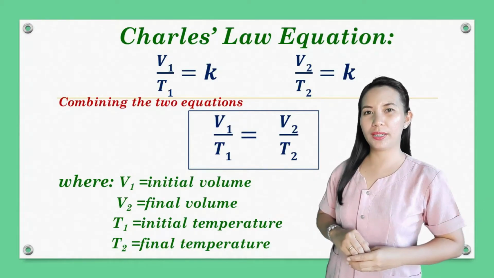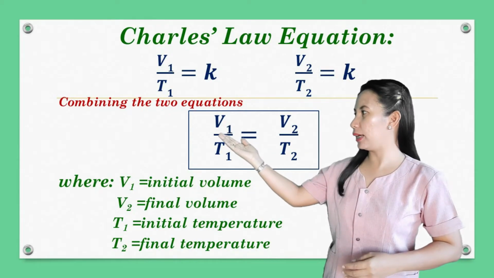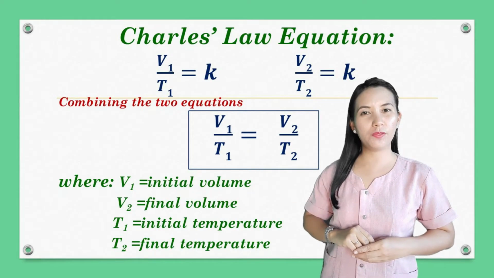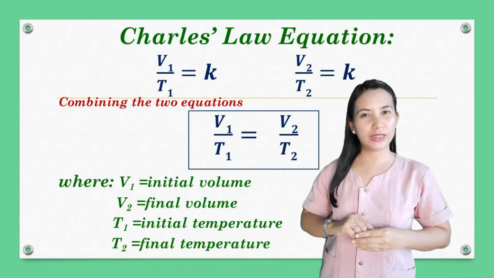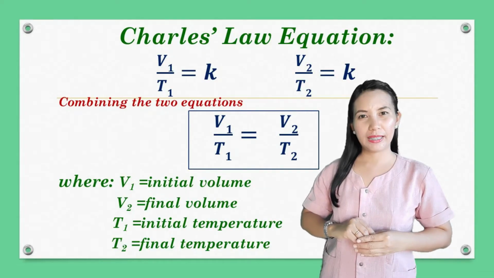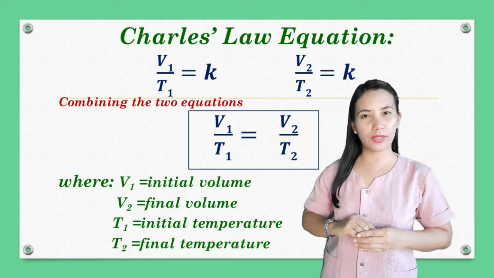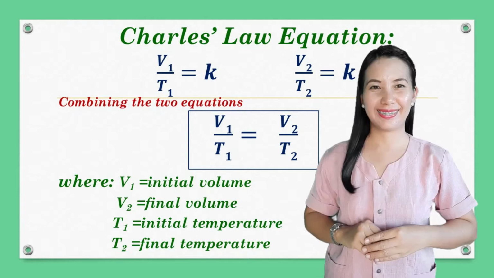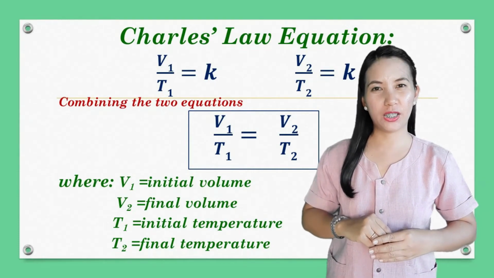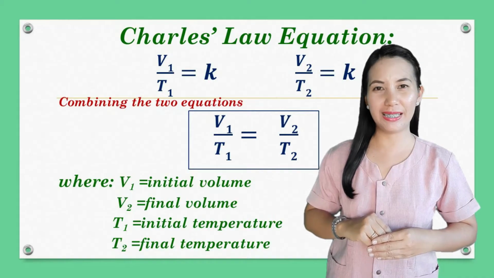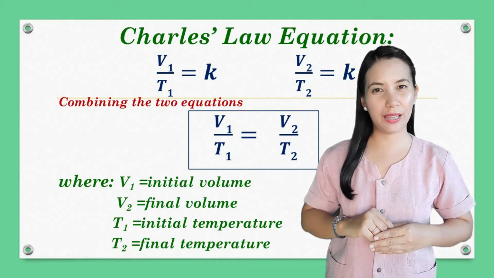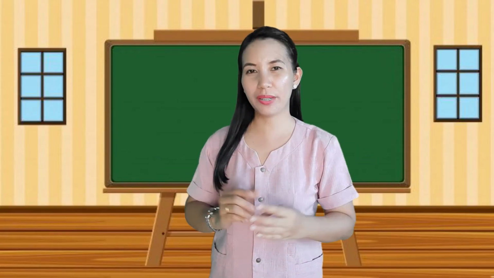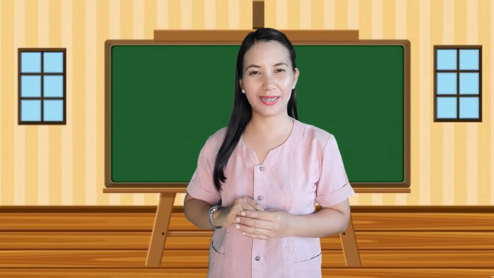Combining the two equations, we get V1 over T1 is equal to V2 over T2, where V1 is the initial volume of the gas, V2 is the final volume of the gas, T1 is the initial temperature of the gas, and T2 is the final temperature of the gas. This means that the variable with a subscript of 1 is the initial value, and the variable with a subscript of 2 is the final value. We are now ready to derive the equations for Charles' law.